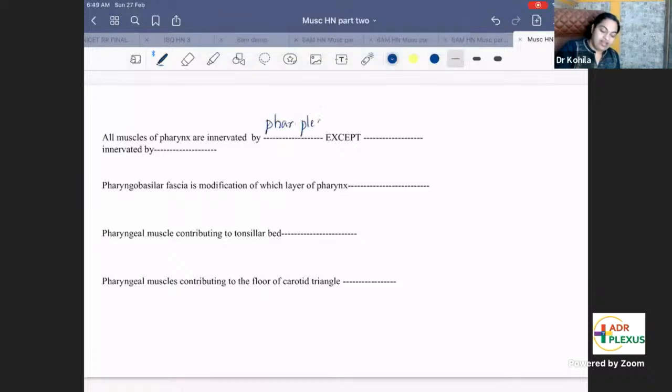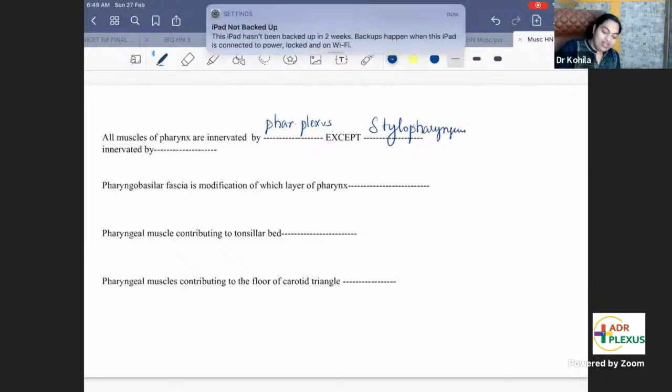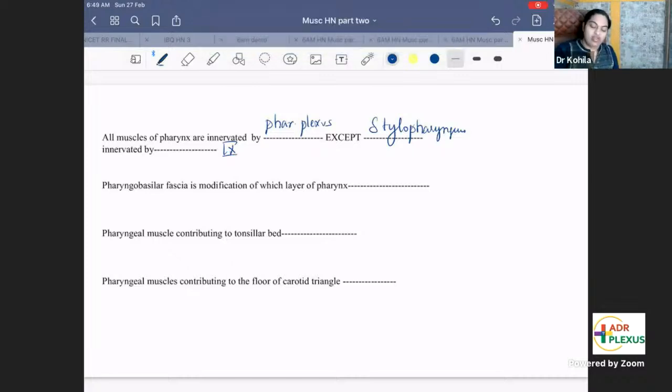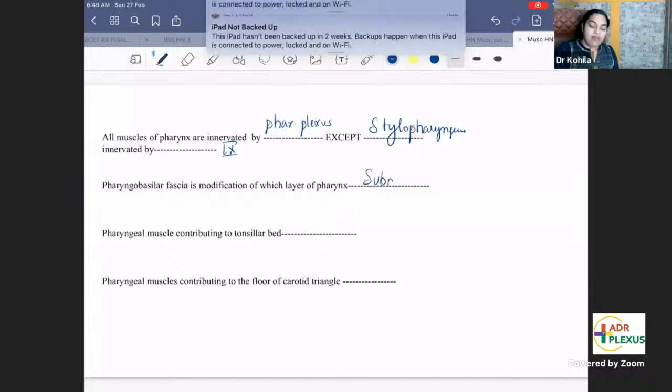All the muscles of the pharynx are innervated by the pharyngeal plexus except stylopharyngeus, which is innervated by the glossopharyngeal nerve, passing between the superior constrictor and middle constrictor. Yes, Dr. Vignesh. Pharyngobasilar fascia is a modification of the submucosa. It is also called the pharyngeal aponeurosis.